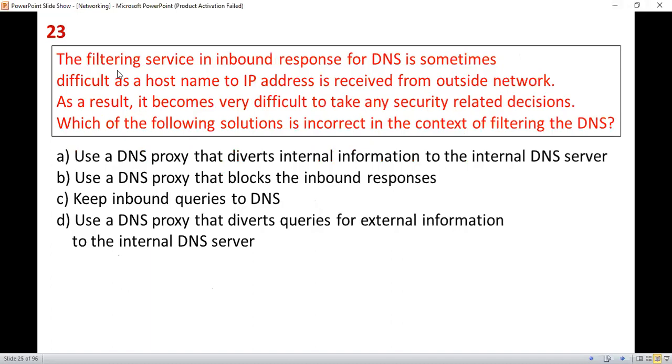The next question is: filtering service inbound response for DNS is sometimes difficult as a host name to IP address is received from outside network. As a result, it becomes very difficult to take any security related decision. Which of the following solutions is incorrect in the context of filtering the DNS? So for this question, what will be the answer?